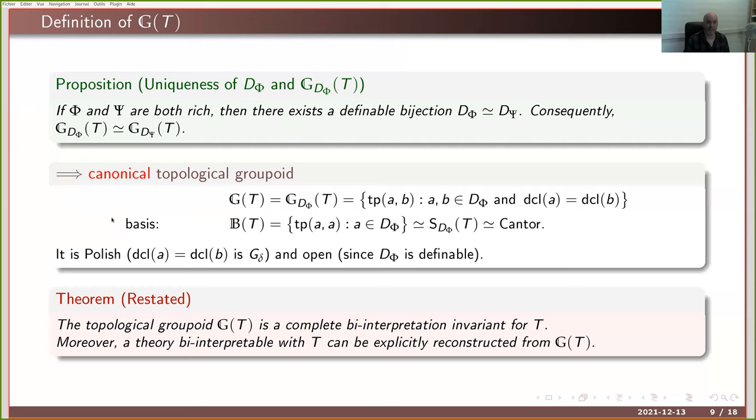Okay. And it's Polish because equality of DCL is G delta, and it's open because of the definability of this set. So now I have defined the groupoid G of T, and I can state the theorem more precisely. This groupoid is a complete bi-interpretation invariant for T. And I can reconstruct T up to bi-interpretation from it. Okay, cool. So what is that? Okay, next.